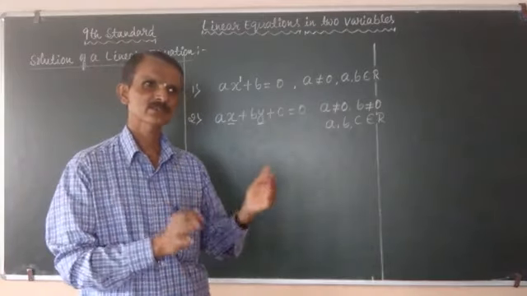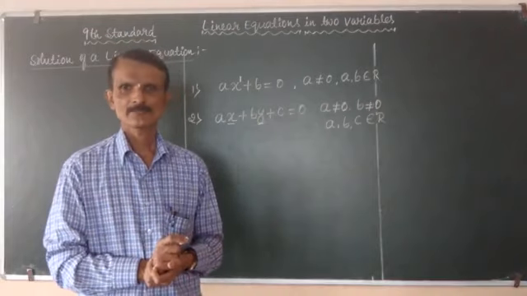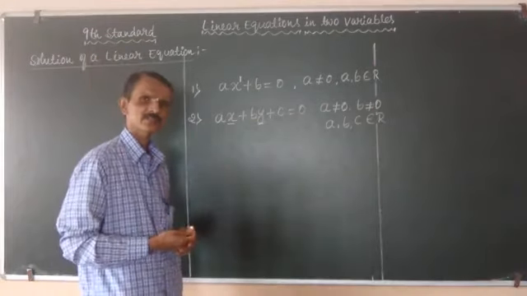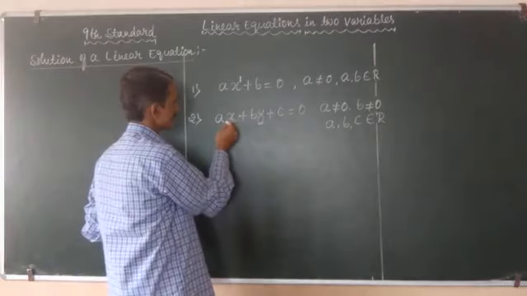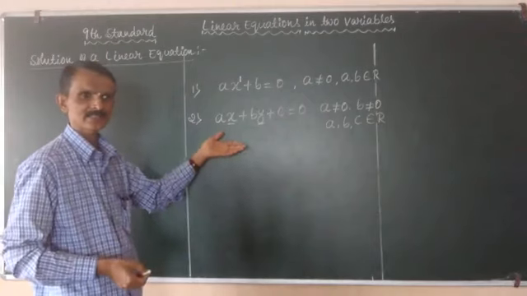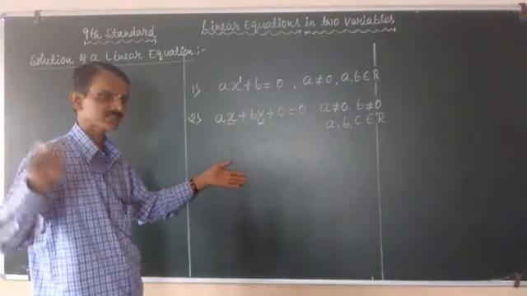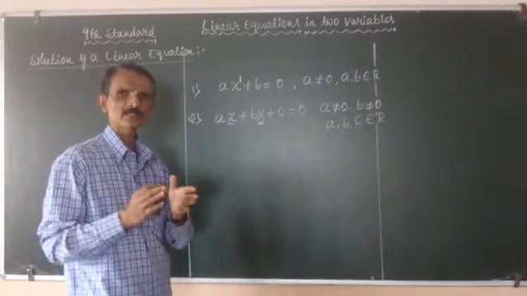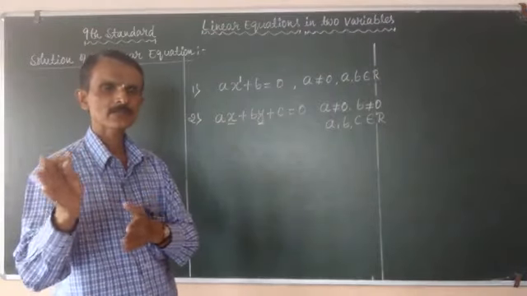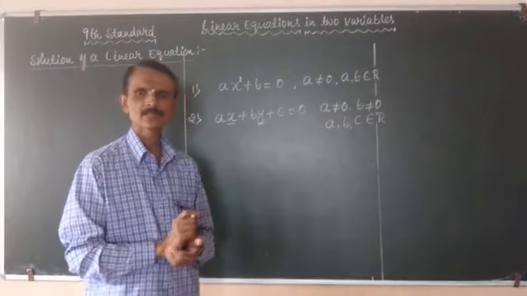So the minimum is 2 solutions, and the maximum is that it has many solutions. Many solutions. Why many solutions? Because if you go on giving values to x, 0, 1, 2, 3, 4, 5, 6 and so on, we will get the corresponding value of y.